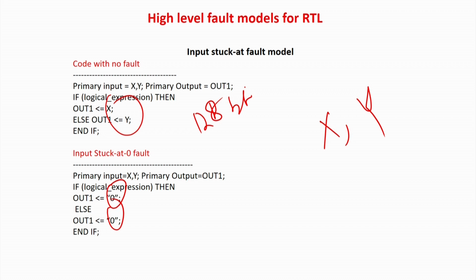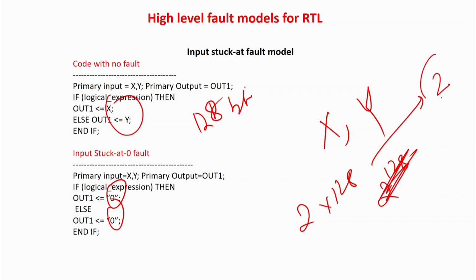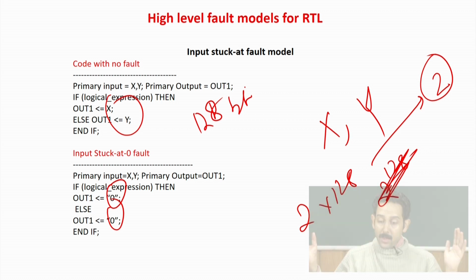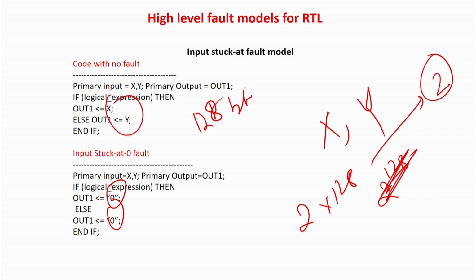So instead of having 2 to the power 128 different combinations, or rather, I should not call it 2 to the power 128, in fact 2 into 128, because each bit will be either 0 or 1. So 2 into 128 is now converted to only 2. So a huge drop in number is there. Basically, if you are taking a gate level model, all the bits have to be individually considered as 0, 1, 0, 1 like that. But in this case I am clubbing all the bits together, and it is either all zeros or all ones.